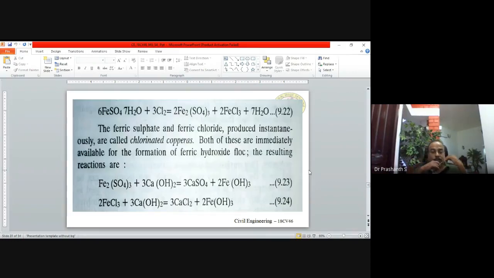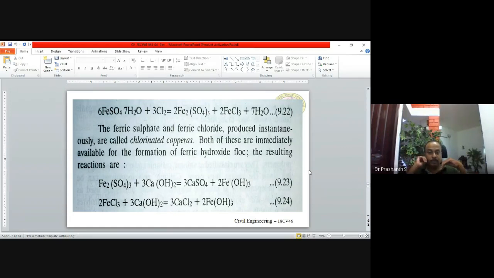Here, this is the chemical reaction. In the examinations, you have to write down these chemical reactions and explain them. Without chemical reactions, if you explain, you're not going to get the complete marks. So when FeSO4 is added to chlorine, it forms Fe2(SO4)3, that is ferric sulfate, and FeCl3, which is ferric chloride, instantaneously, which is called chlorinated copperas. And both of these are immediately available for the formation of ferric hydroxide.